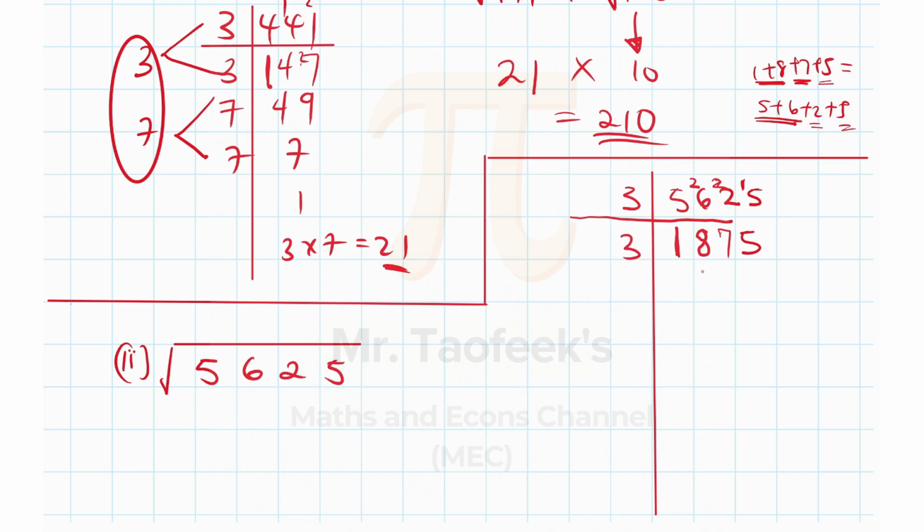3 in 1, impossible. 3 in 18, that must be 6. 3 in 7, 2 remainder 1, and 3 in 15, 5. 6, 25. Can 3 still go? 6 plus 2 plus 5. 6 plus 2, 8. 8 plus 5, 13. So it cannot go. Then the next number should be 5.